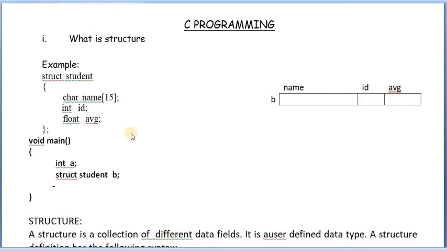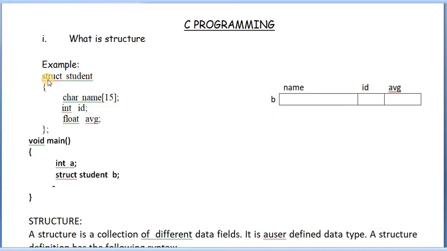What is the use of structure? By using a structure, we can store the name, id, average, a complete student record, a collection of fields with different data types. We can store them in a single location using a single name. This is the advantage. How to define the structure?